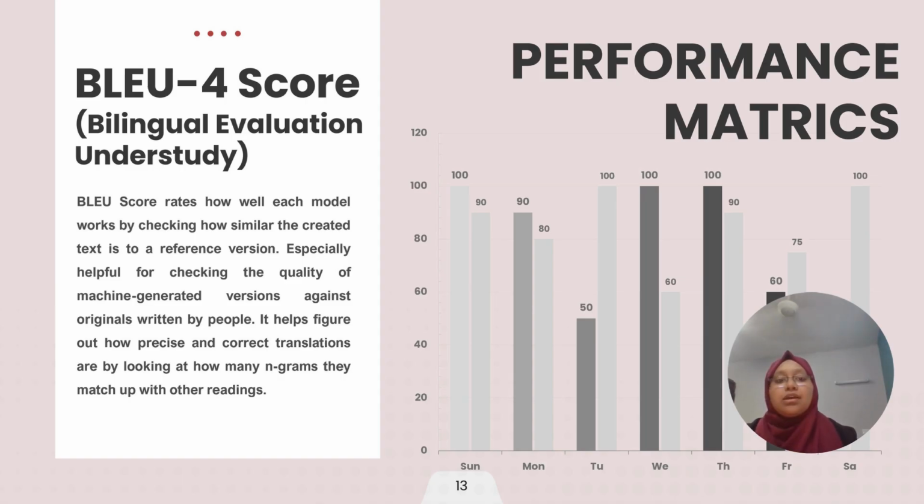So let's see what the performance metrics are for my models, which is the BLEU-4 score, which is bilingual evaluation understudy. The BLEU score rates how well each model works by checking how similar the created text is to a reference version.